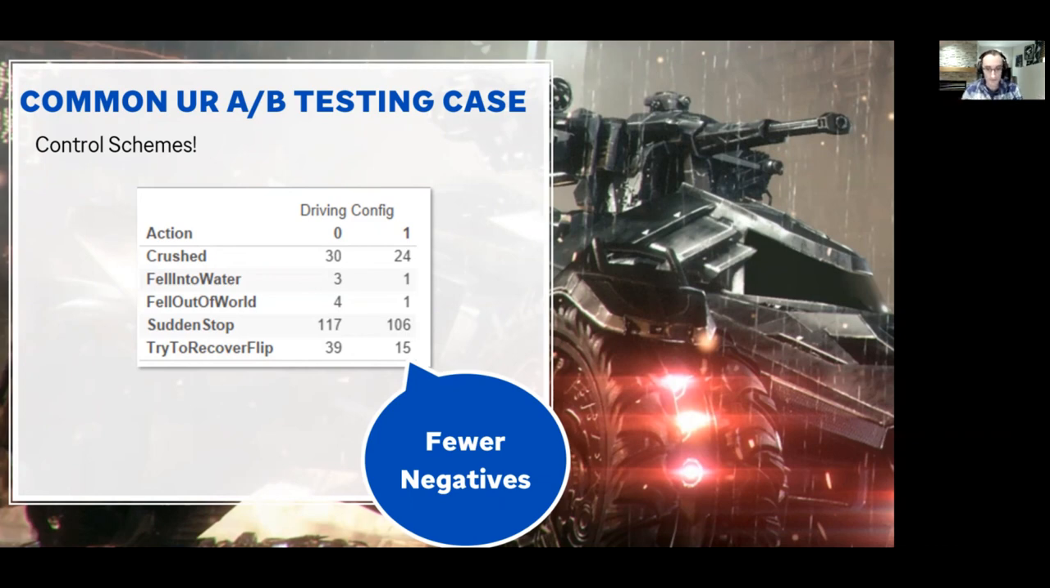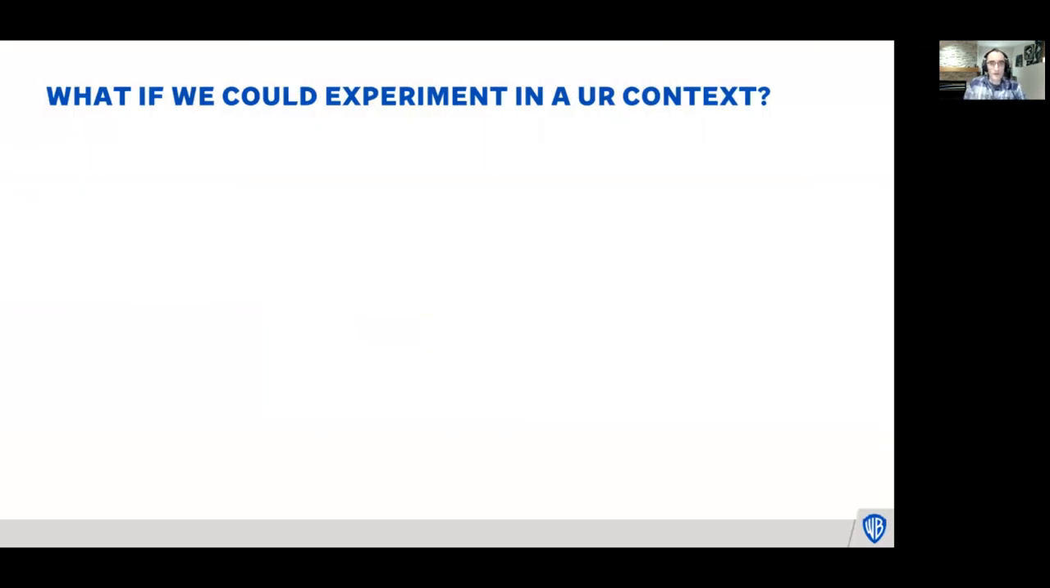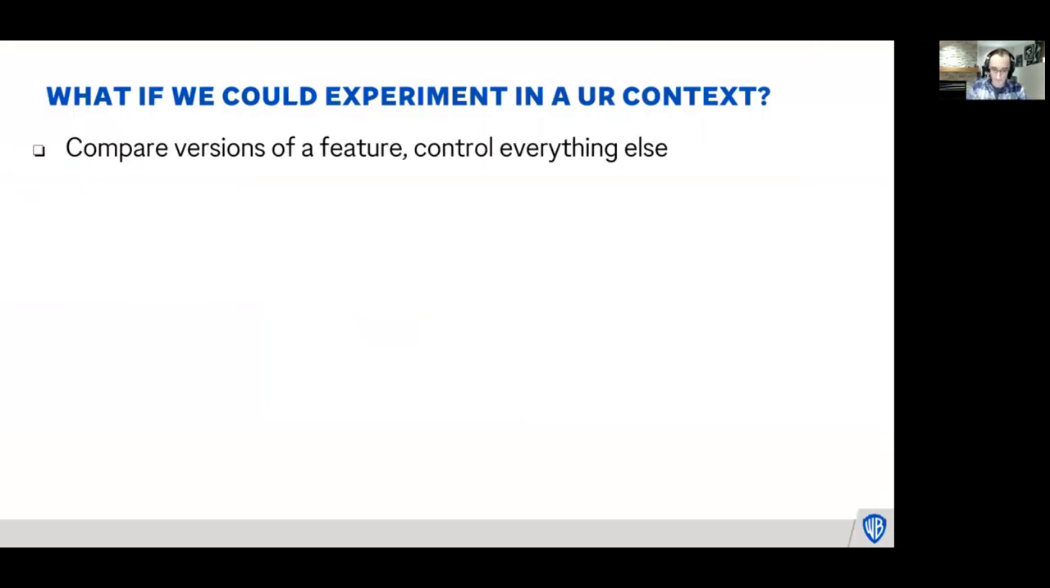So in addition to the qualitative feedback, you'd also say, okay, we compared these two modes on the same level, everything else held equal. We experienced fewer negatives. This is probably the better config for people to get where they're going without running into stuff. So what if we could do this? What if we make it a strategy to experiment in our user study?